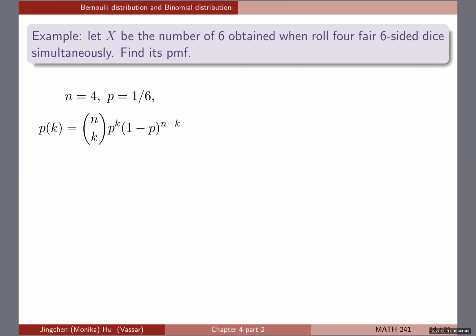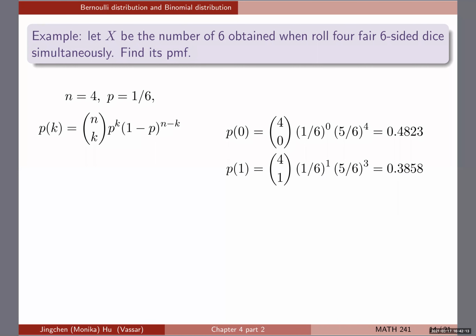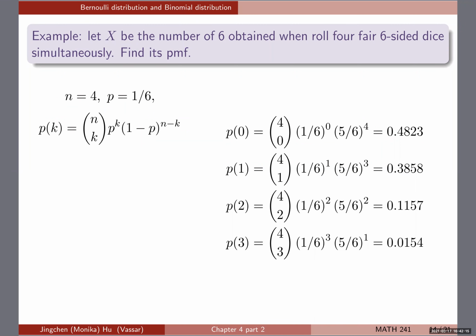The question asks you to find the PMF, which means we want to show p_0, p_1, p_2, p_3, p_4, one by one. The rest is an overall straightforward algebra question. p_0 is 4 choose 0 times 1/6 to the power of 0, times 5/6 to the power of 4. You can leave it like that, but I'm showing the probability value over here as well. We do that for 1, for 2, for 3, and then for 4.